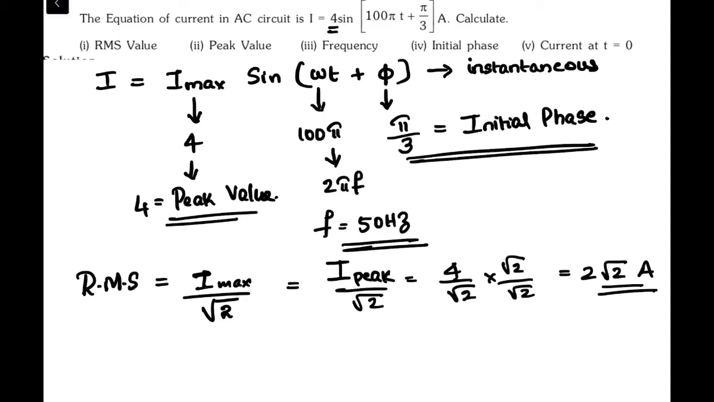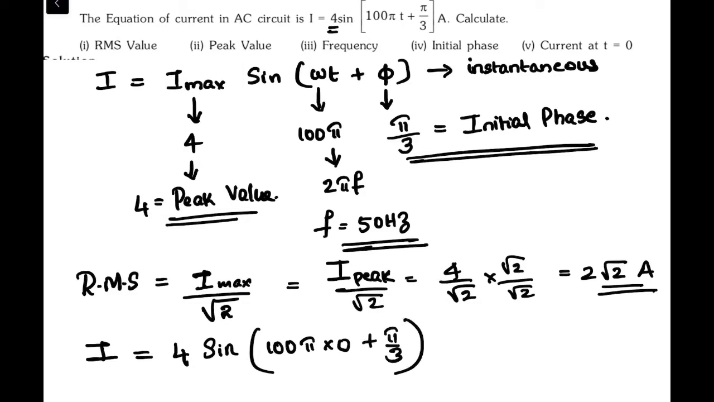Finally, you have to calculate the current at time 0 second. For that, you have to directly substitute t equal to 0. That is 4 sine of 100 pi times 0 plus pi by 3. This term will become 0. What is left out is 4 times sine pi by 3. 4 times sine pi by 3 is equal to 4 times root 3 by 2, which will be equal to 2 root 3 ampere.